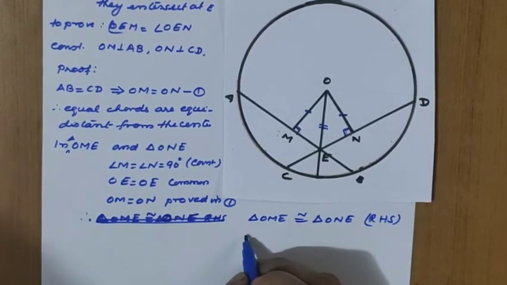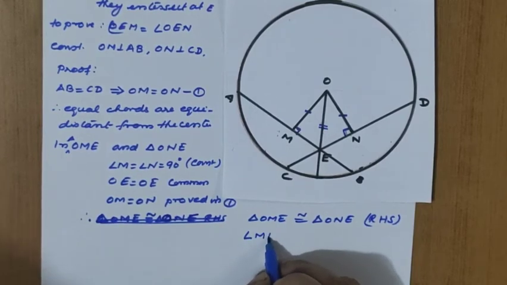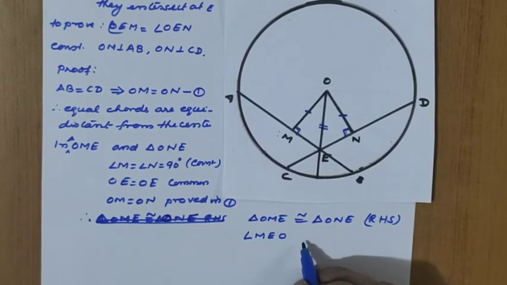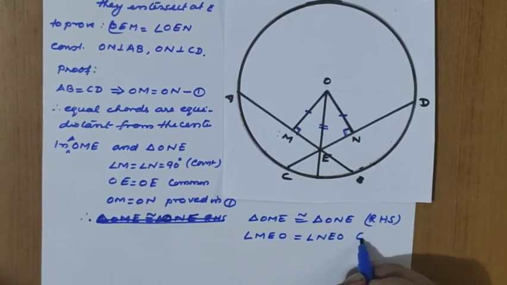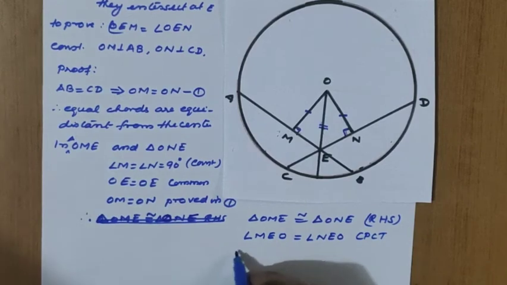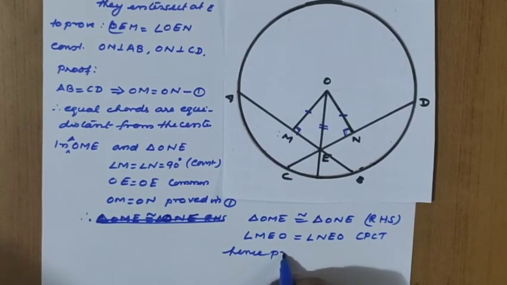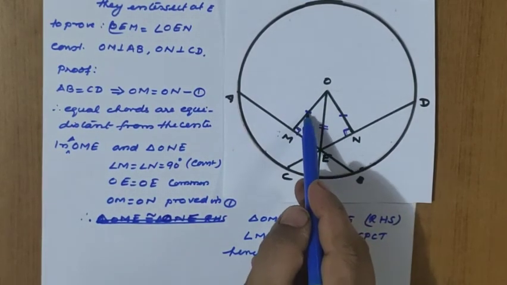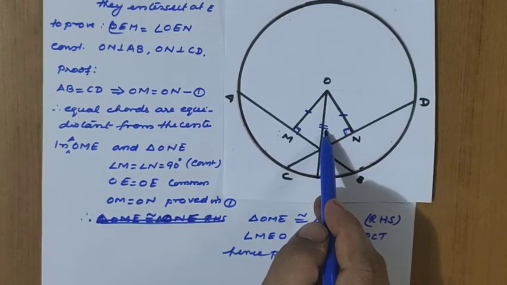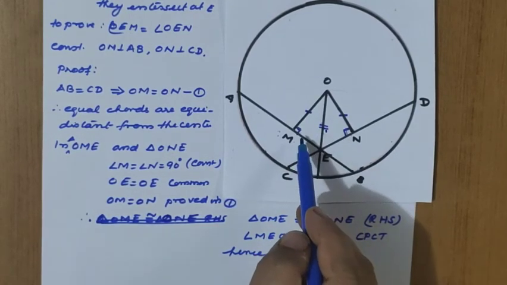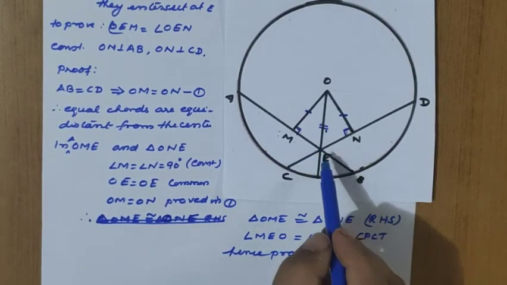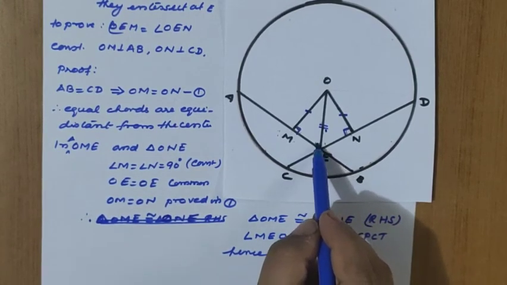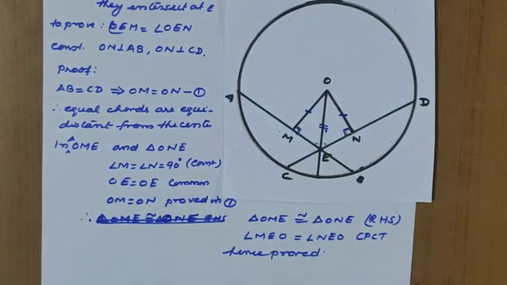Now from this what can we write? Angle MEO equal to angle NEO, by CPCT. Hence proved. So only one point we have to remember: equal chords are equidistant from the center. So the first equal side, the second equal side, and 90 degrees, both are congruent by RHS criteria. So whatever angle we need, those are equal by CPCT. Hence proved.